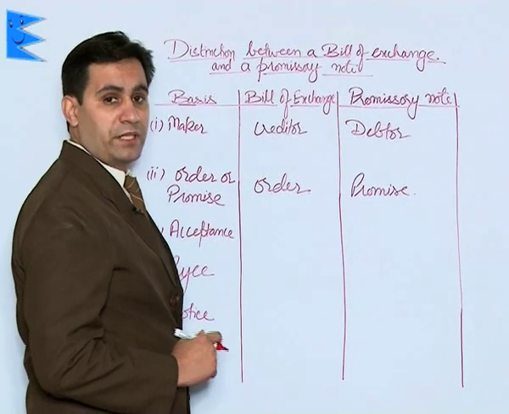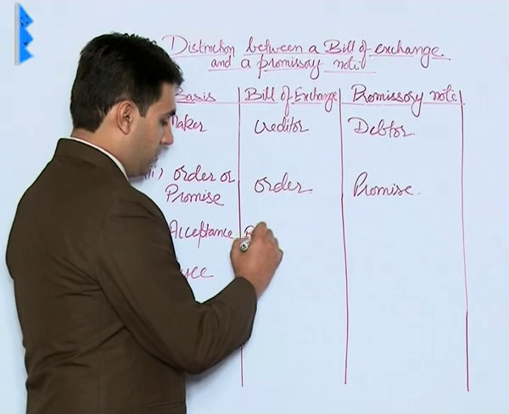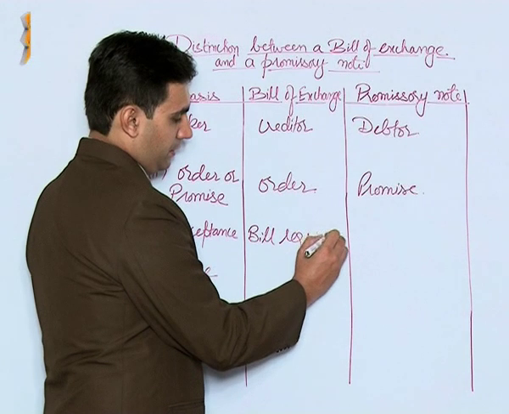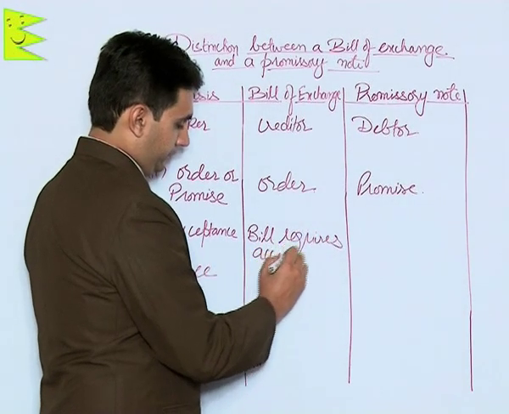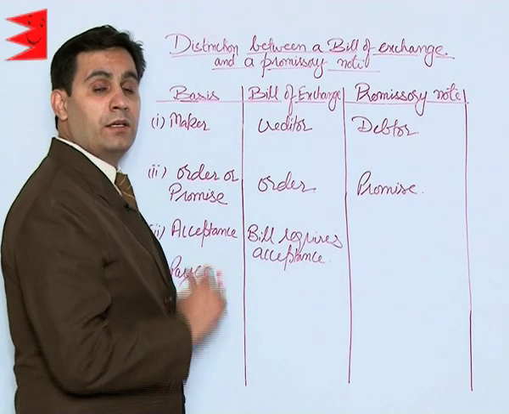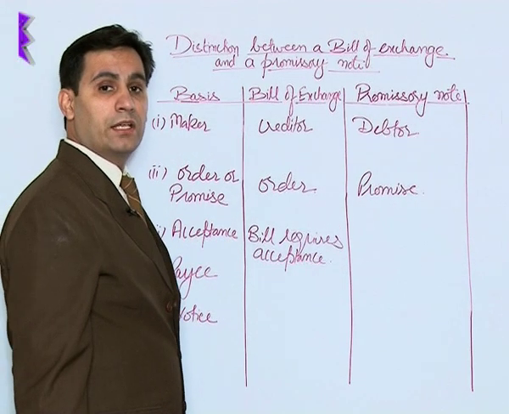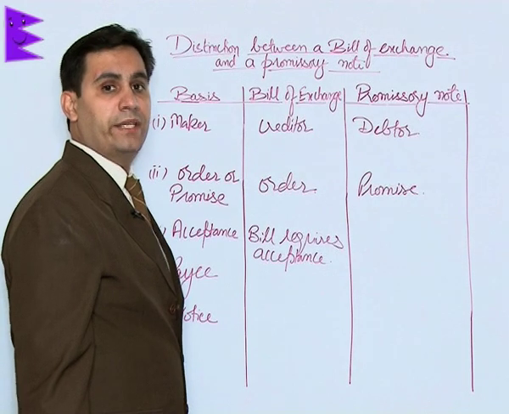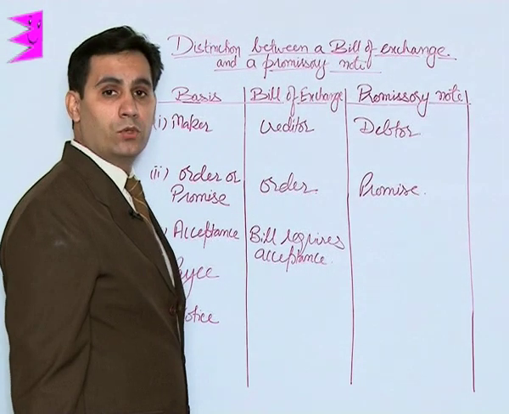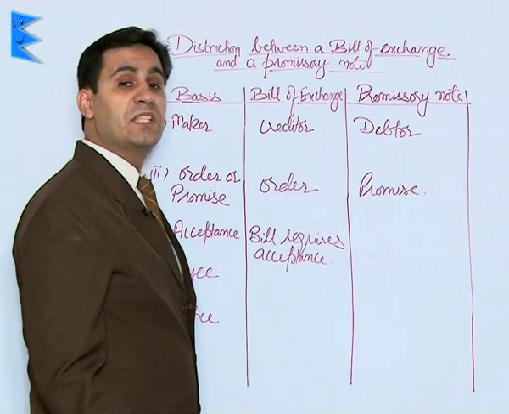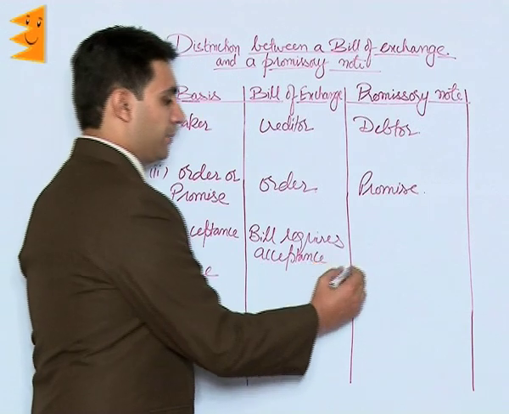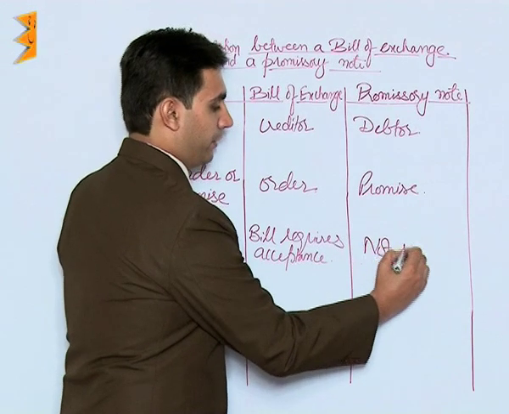Then comes acceptance. A bill of exchange requires acceptance. When a creditor draws a bill, it requires the other party to accept the bill, and he can do so by signing on it. But in case of a promissory note, the person himself is making a promise. Since he himself is making a promise, the acceptance is not required.